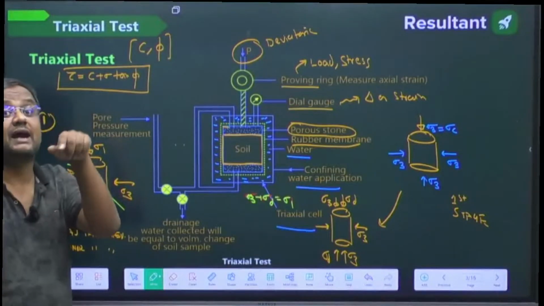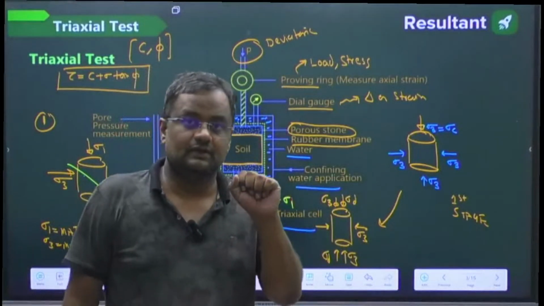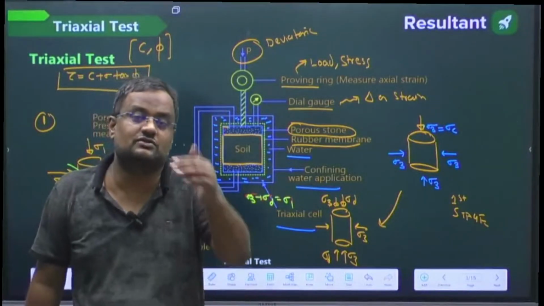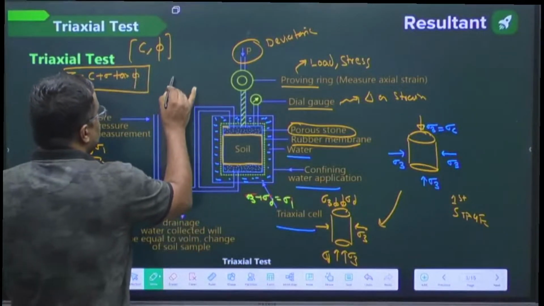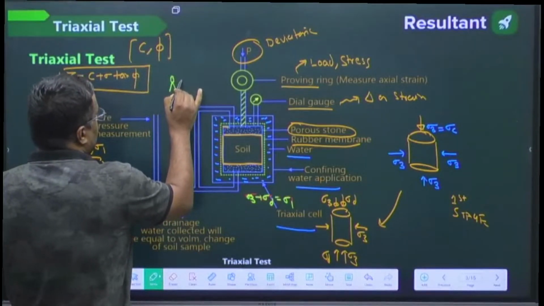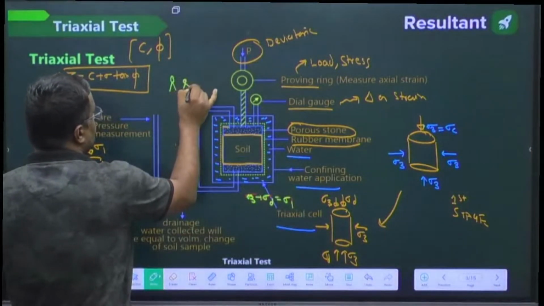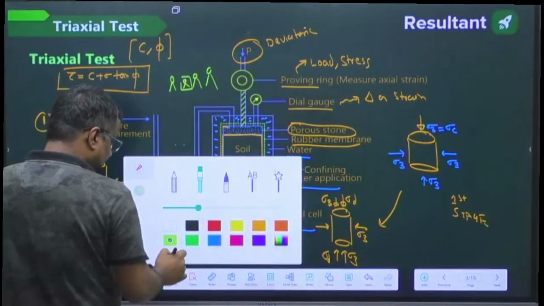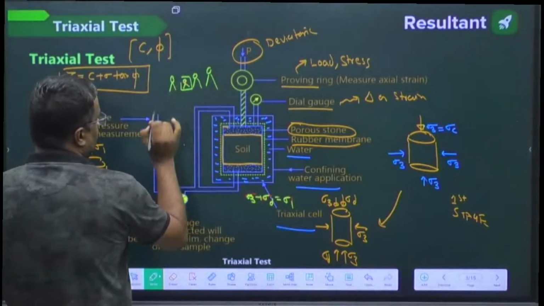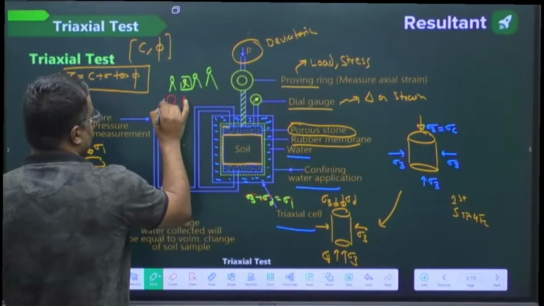Why? Because the weakest plane may have the weakest strength, but the stress there is also lesser than the strength, so the failure may not occur there. Let me explain. Suppose these are 5 persons, 1, 2, 3, 4, and the second one is the weakest. For boxing or a match with them, the players coming to face each one are these.